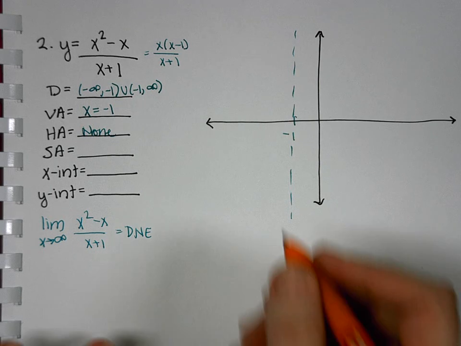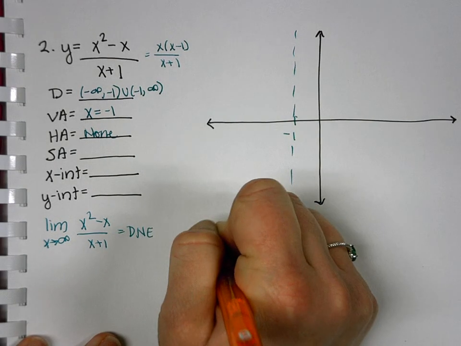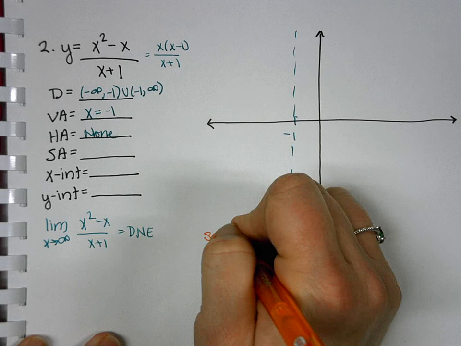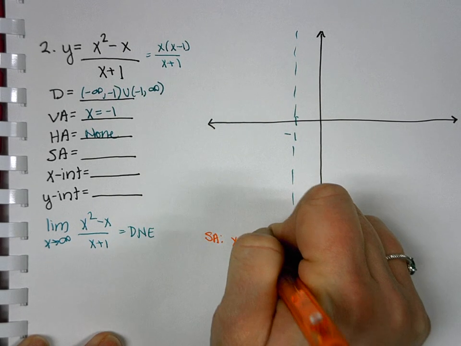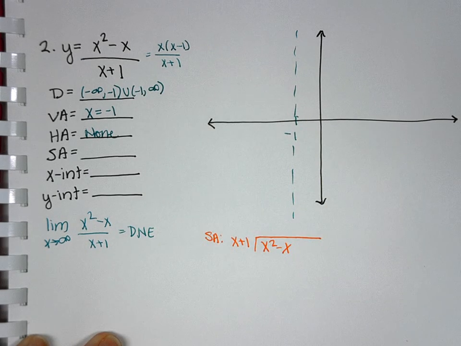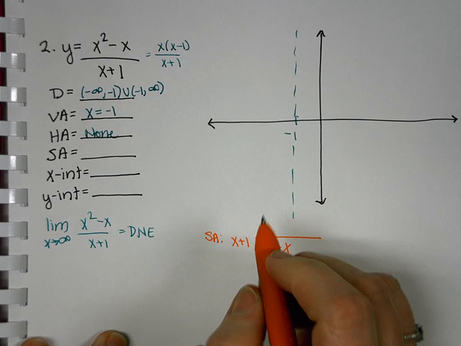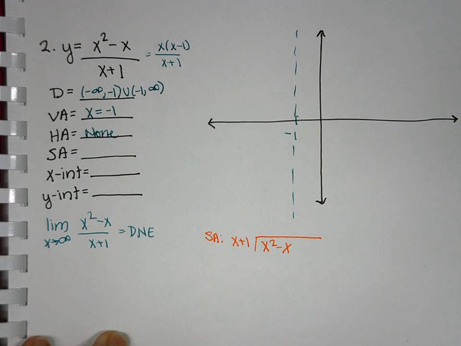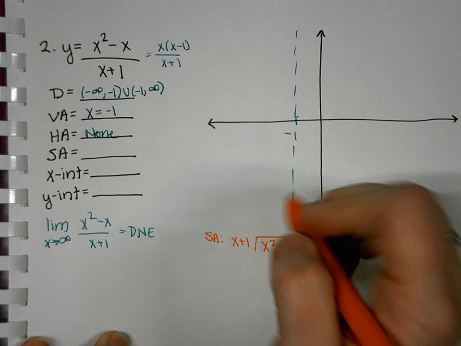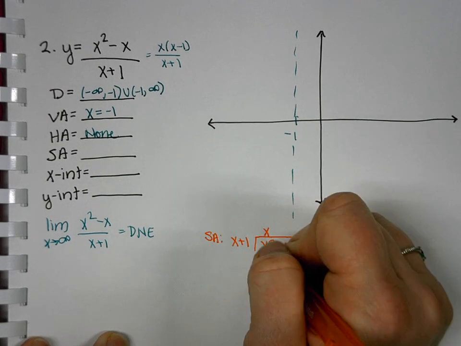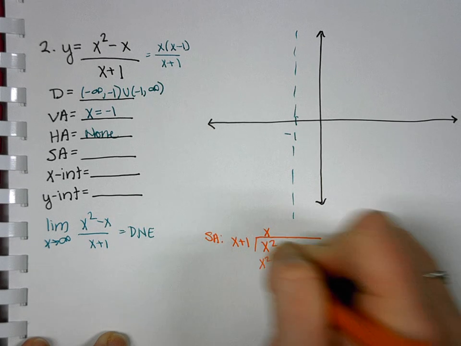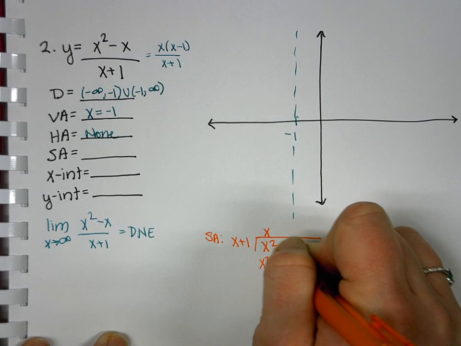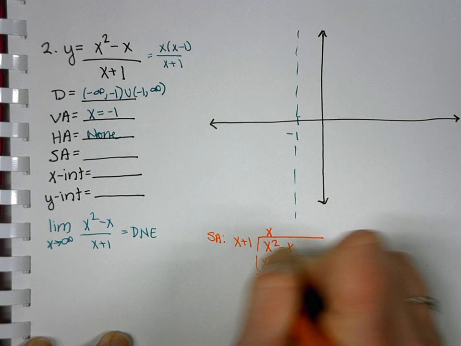You divide. So in order to find your slant asymptote, we are going to divide x plus 1 into x squared minus x. So again, if it's in the right form and you can use synthetic, feel free to do so. I'm going to do long division here just because we tend to have to do it more often with these. Plus x, and then we subtract.